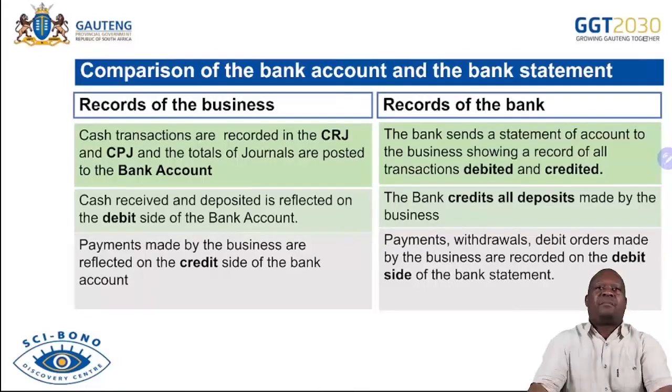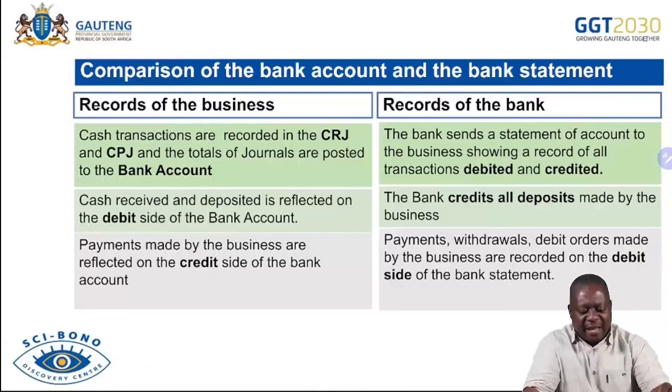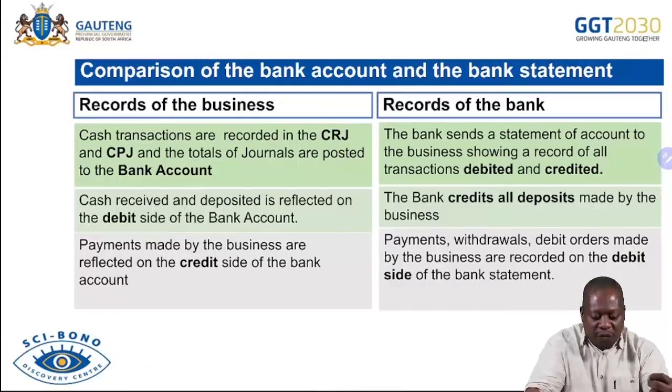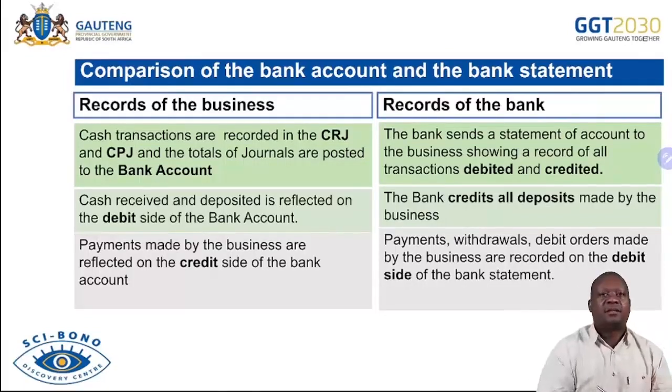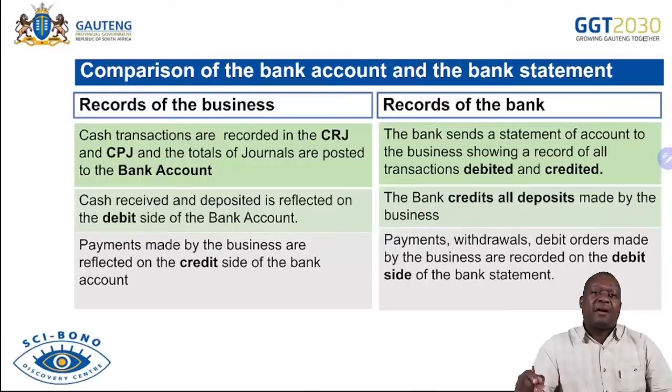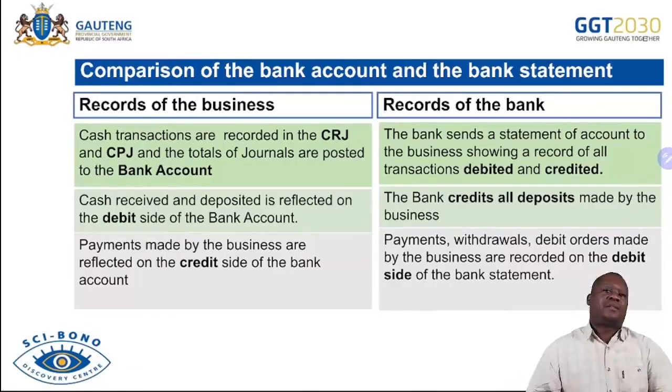Okay, let's go to the payments. According to the business records, payments made by the business are reflected on the credit side of the bank account. Now, payments on the credit side. But when you go to the bank records, payments, withdrawals, debit orders, any money that is going out of the bank account on the bank statement that are made by the business are recorded on the debit side of the bank statement.